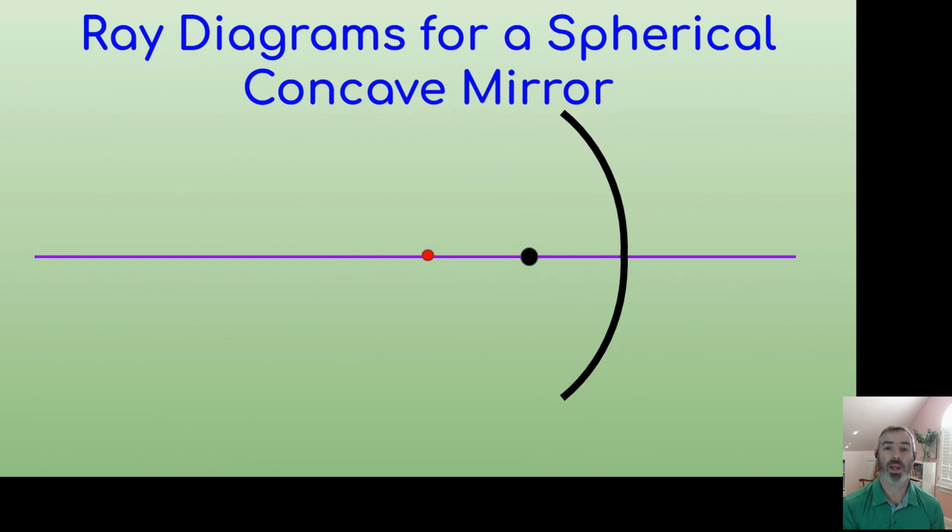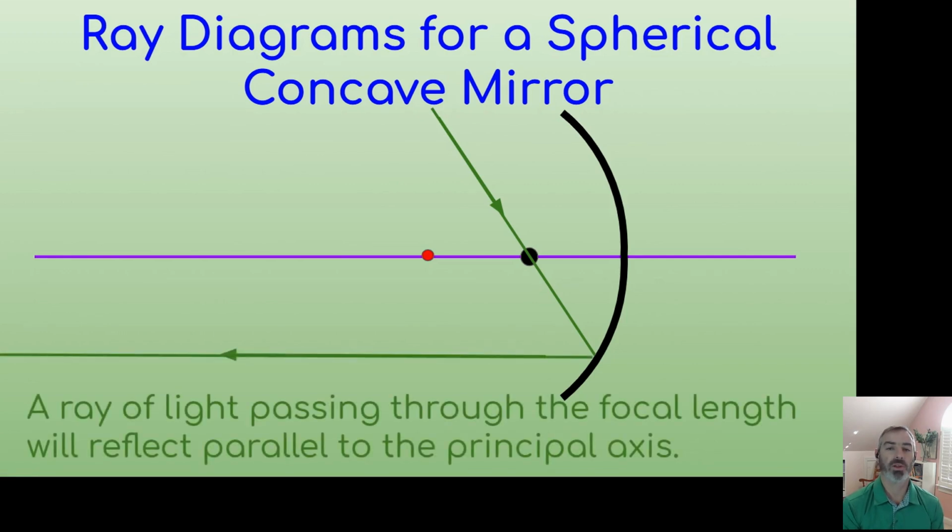Now we can draw a ray of light that goes through the focal point, and that's going to reflect off going parallel to the principal axis. So a ray of light that goes through the focal point reflects off the mirror parallel. Again, incident angle would equal reflected angle, but knowing these rays of light makes drawing our ray diagrams a lot simpler than having to use a protractor to measure angles and draw a normal line.